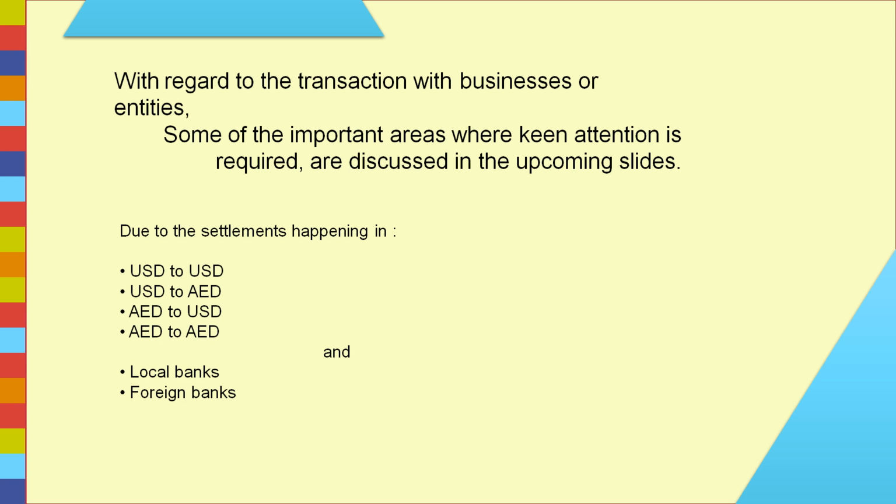Very simple, right? Now there are some aspects which come under the transactions with businesses and entities where some confusions might arise, but again, I've made it very clear, very simple. With regard to transactions with businesses or entities, there are some important areas where keen attention is required, as I said earlier. There might be some confusion, but need not worry. Upcoming slides will resolve your confusions. The settlements happening in USD to USD, dollar to dollar, or the settlements might also happen in dollar to AED, AED to USD, AED to AED, and it also involves local banks and foreign banks. The confusions related to all these aspects will be cleared in the next slide.